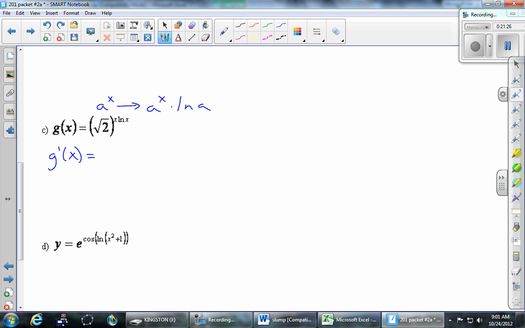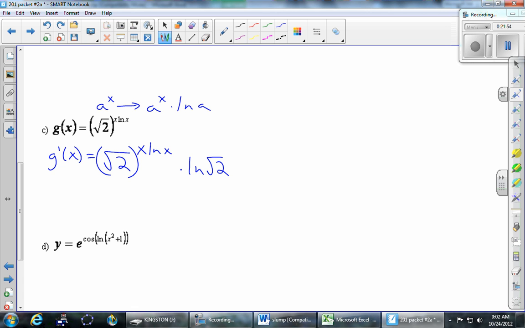Okay, so normally you copy the a to the x. So what are we copying? The whole thing, square root of 2 to the x ln x. What comes next? Good, times ln of square root of 2. That's not the chain rule, that's just part of the basic a to the x rule. The a to the x rule always sticks on that ln of a.